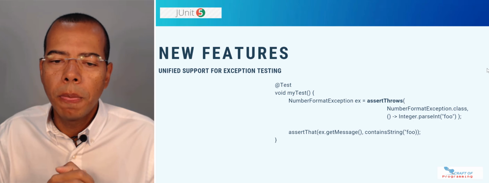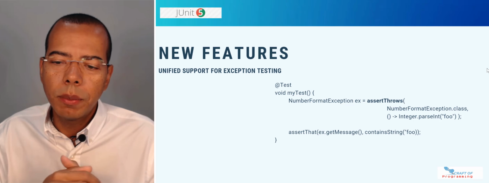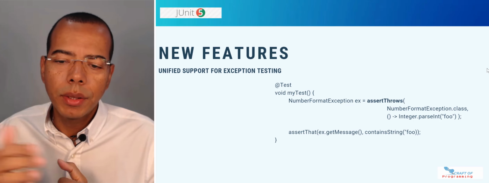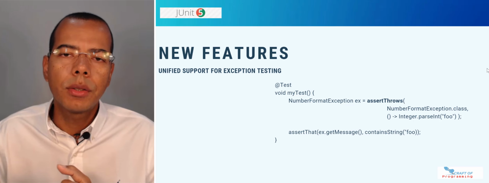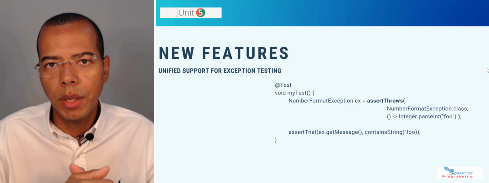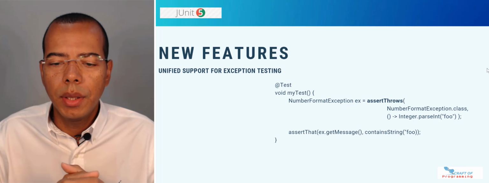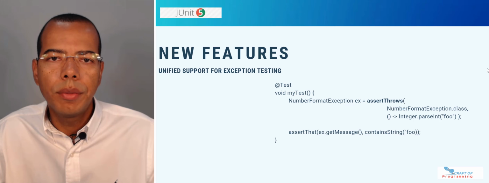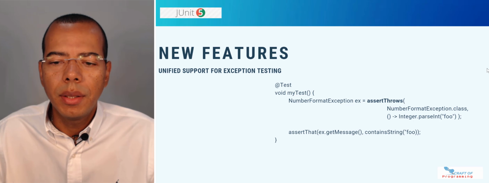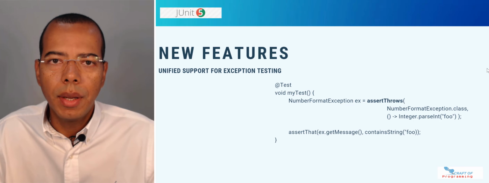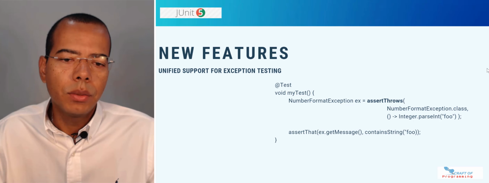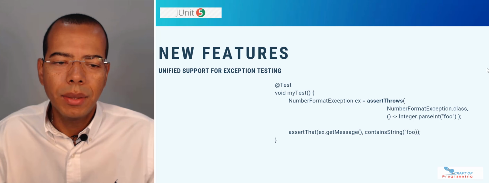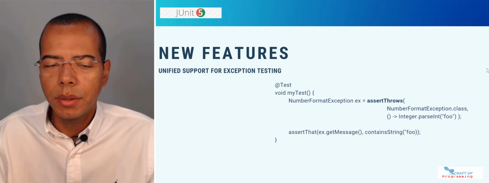We can specify explicitly the exception that we expect. We specify the code that is supposed to throw this exception, and then assertThrows gives us back the exception so that we can assert the message. So this is a unified way to test exceptions, and it's clean and neat and supports lambdas. In my opinion, it's a nice, uniform, consistent way to test exceptions, as opposed to JUnit 4, where we had those 3 competing ways to test exceptions.